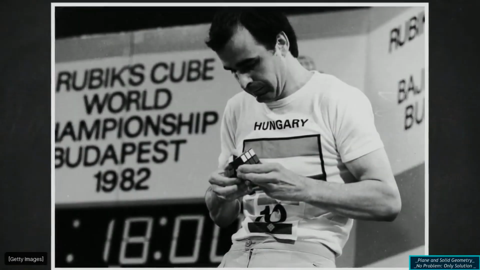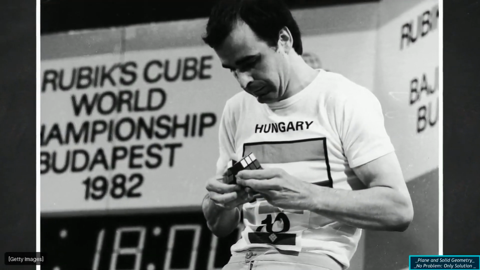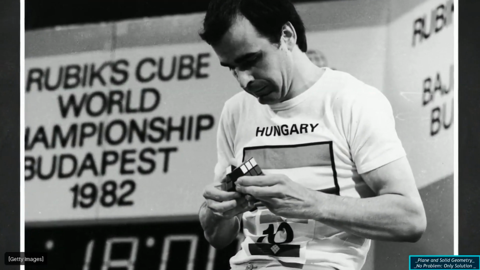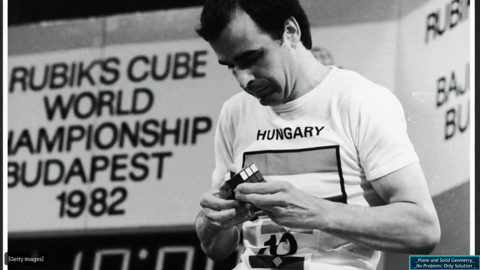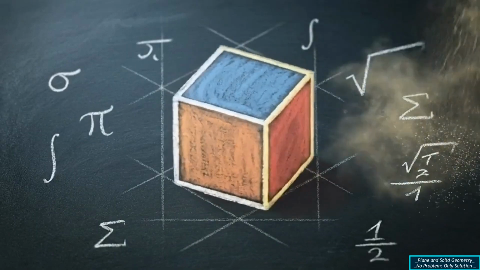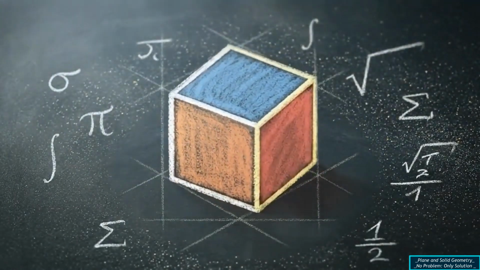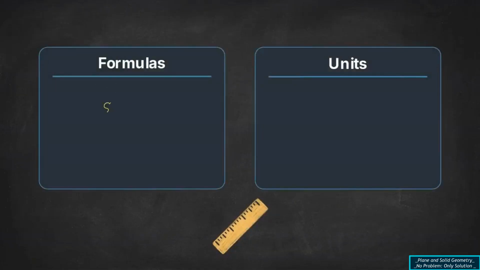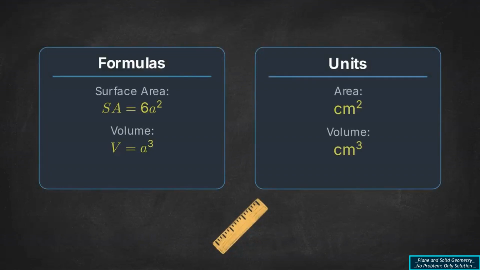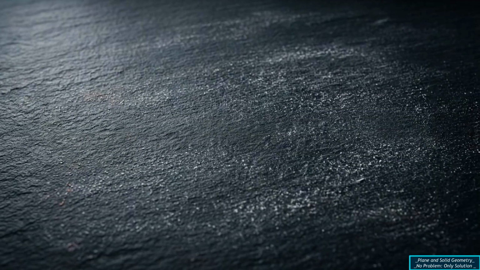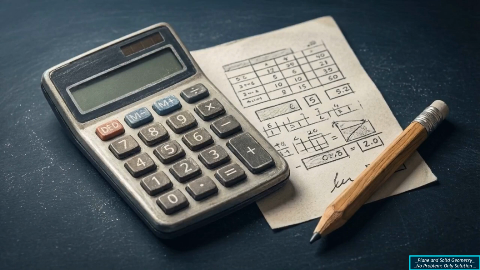When you watch Arno Rubik manipulate his famous invention, you are seeing a masterclass in three-dimensional spatial reasoning. Over the next few minutes, we will break down exactly how to calculate the surface area and the volume of any cube, ensuring you use the correct formulas and the right units of measurement every time. To follow along with this process, you will need a piece of scratch paper, a pencil, and a calculator.